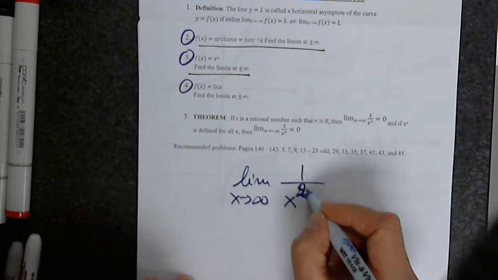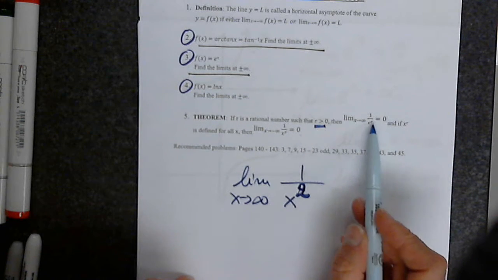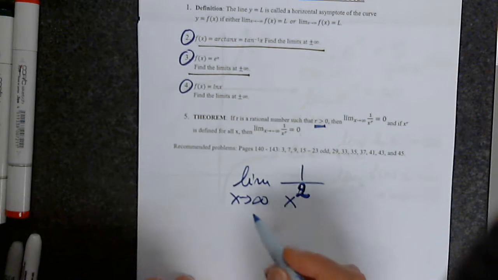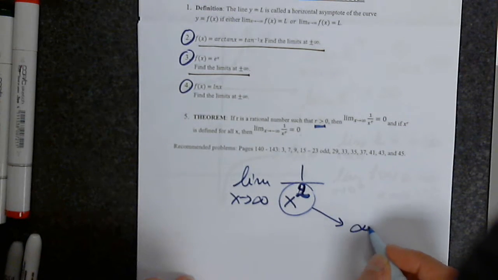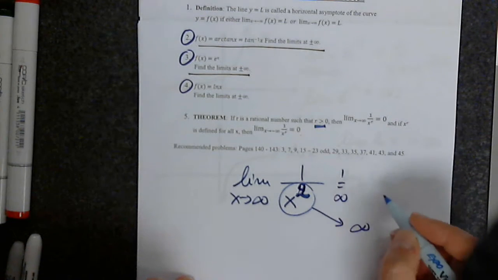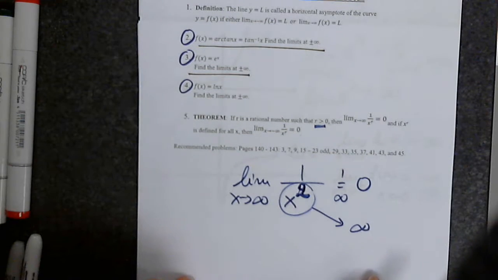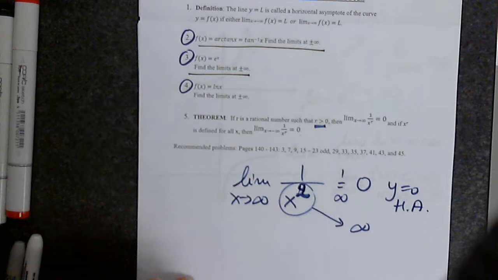Let me give you the example. Let's say it's x squared, because it's a positive number. R, the power, is a positive number. So as x approaches infinity, where does this go? Good. Where does 1 over infinity go? Very good. It goes to 0, which means y equals 0 is a horizontal asymptote.